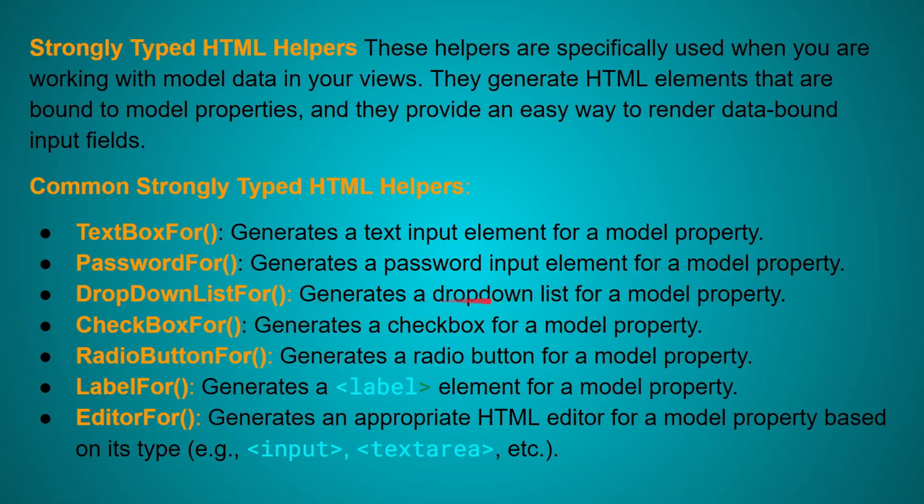DropDownListFor generates a drop-down list for a model property. CheckBoxFor generates a checkbox for a model property. RadioButtonFor generates a radio button for a model property. LabelFor generates a label element for a model property. EditorFor generates an appropriate HTML editor for a model property based on its type. Example, input text area.